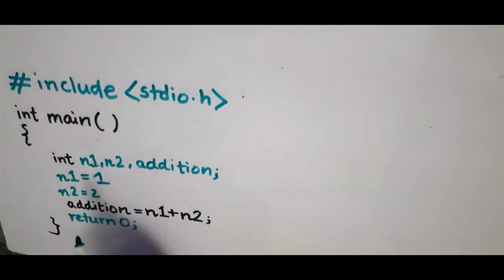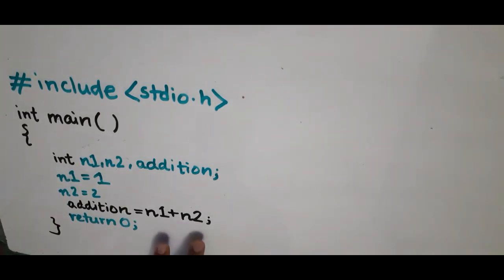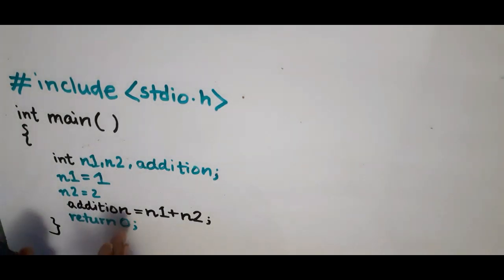So in the next line, as you can see, I have denoted n1 equals to 1, followed by n2 equals to 2. So in this line, n1 is assigned with a value of 1, followed by n2, which is also assigned with a value of 2. And in the next line, I have added these two variables, and the result is being stored in the addition variable.